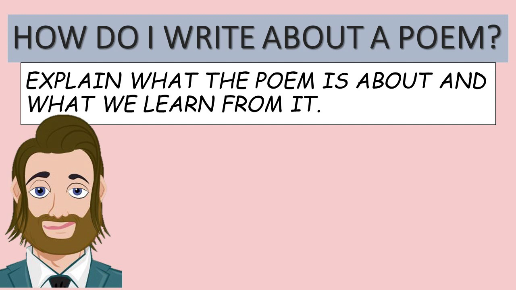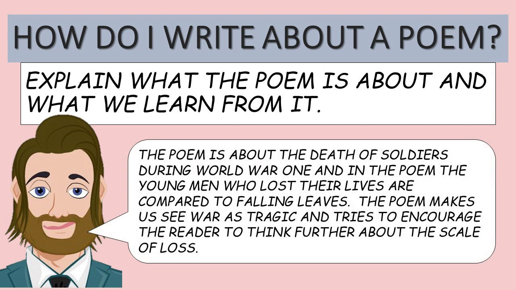What is it that I would say about this poem? Well, the poem is about the death of soldiers during World War I, and in the poem, the young men who lost their lives are compared to falling leaves. That's relatively straightforward. It's about World War I, and the falling leaves are something that are likened to the soldiers who lost their life. Many, many soldiers, a multitude. The poem makes us see war as tragic and tries to encourage the reader to think further about the scale of loss. So that's my very quick introduction.